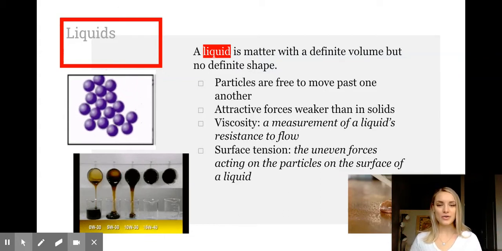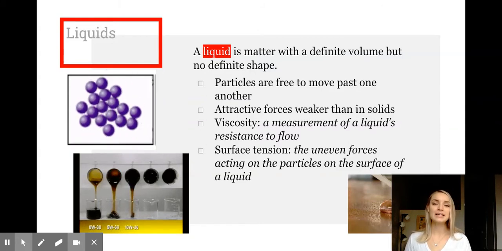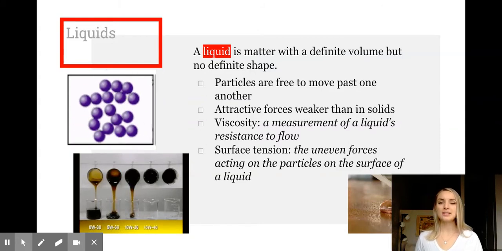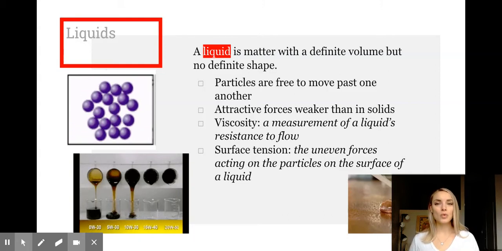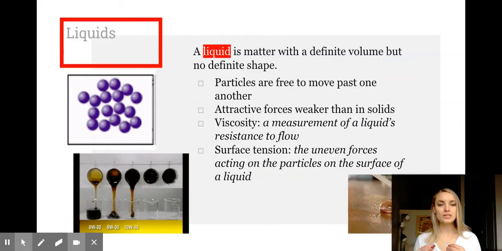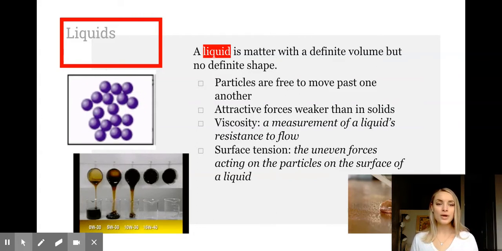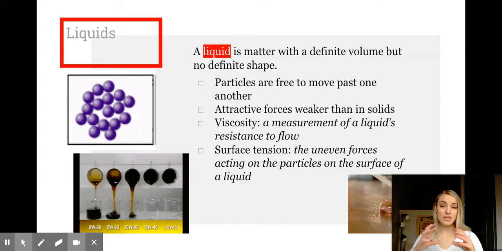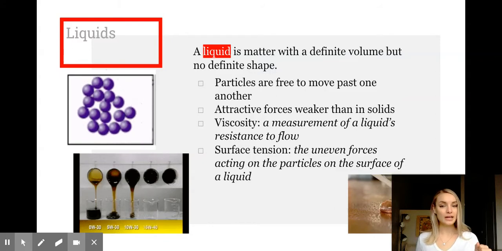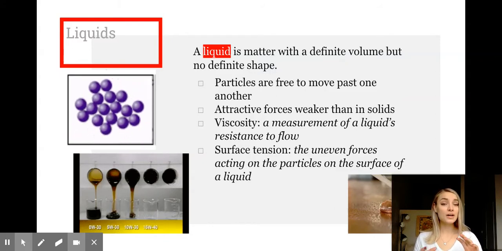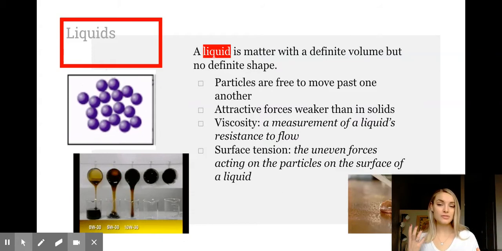Surface tension is the other term that we want to think about. And surface tension is the uneven forces acting on the particles on the surface of a liquid. So when we talk more about atoms and molecules, we're going to learn that some molecules are what's called polar. That means that even within the molecule itself, they have a positively charged end and a negatively charged end. And that causes them to interact with other molecules differently.